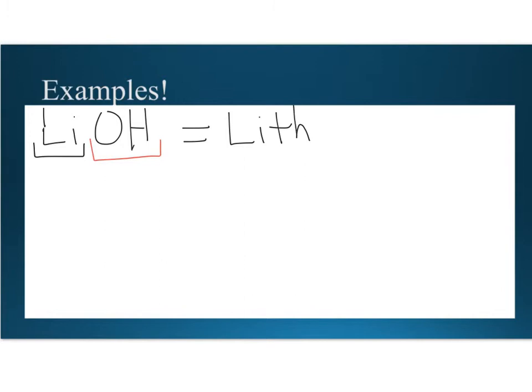So, for example, if we take a compound like LiOH, we can look for first the positive part of this, because that goes first, and then we have this negative part. So, on our ion list, we see that Li is lithium. And when we look at the bottom, we look for the negative anions. We're going to find that OH is hydroxide. So LiOH is lithium hydroxide.